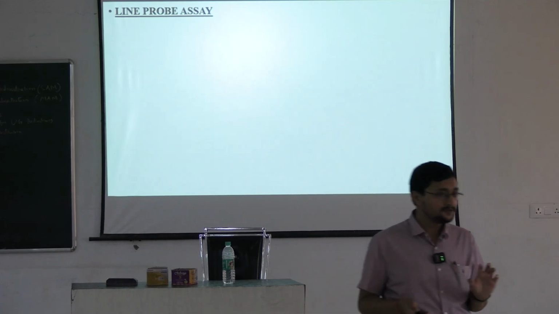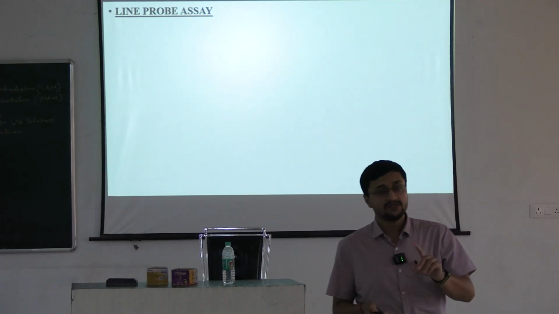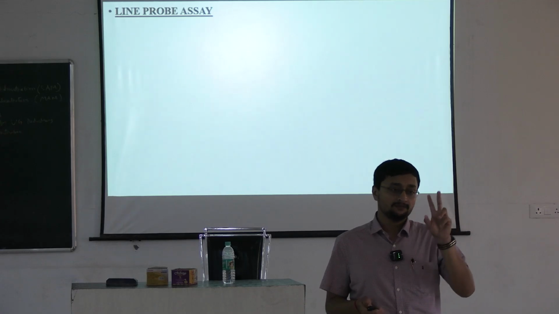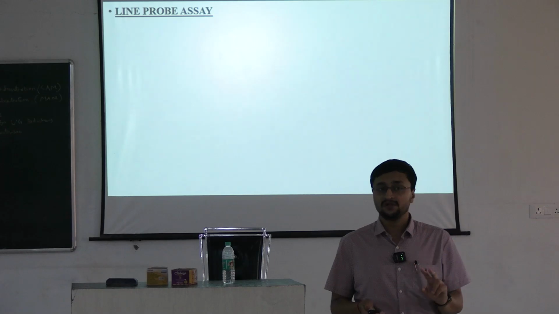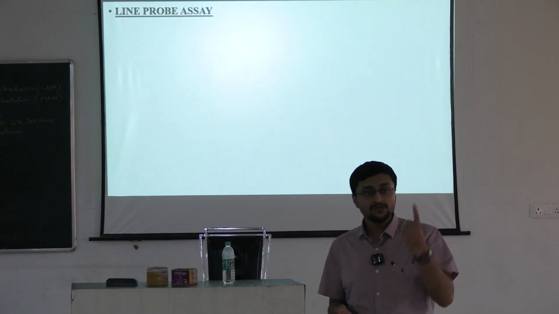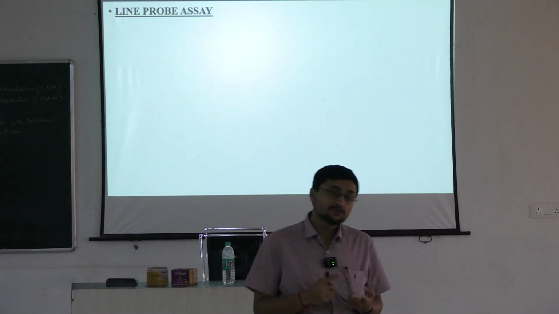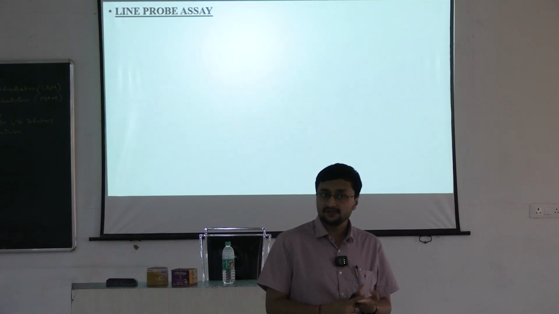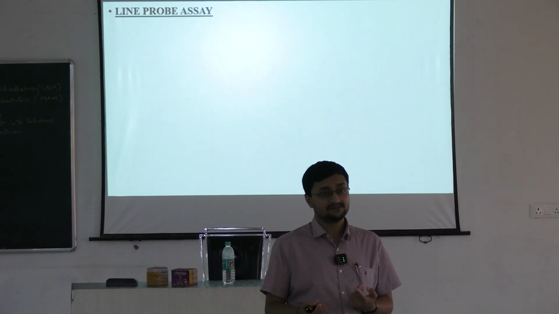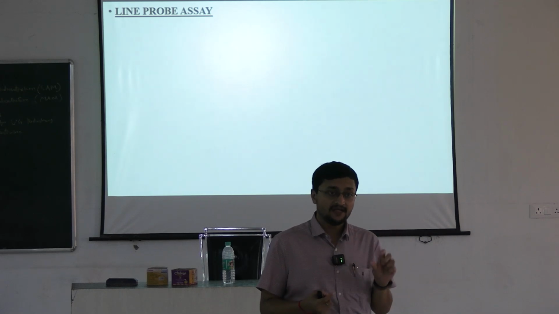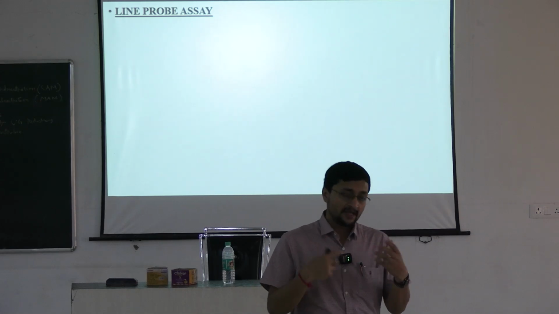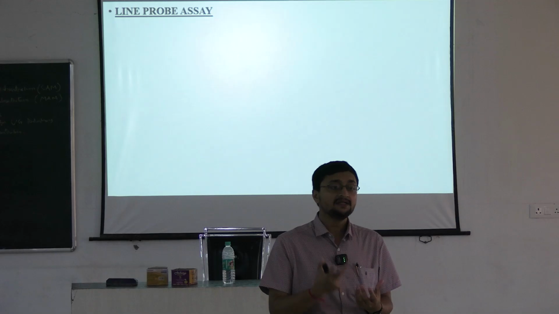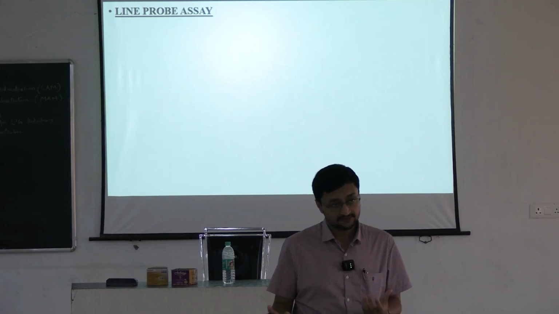Fine. There are two types of LPA, one is FL and one is SL. FL is for the first line drugs. What are the first line drugs? One is isoniazid, rifampicin, pyrazinamide, and ethambutol, right? So there are two very important genes that encode the isoniazid resistance as well as the ethambutol resistance. One is INHA and another one is KATG gene. These are the most important ones. So FL LPA targets or amplifies the INHA gene and KATG gene, right?